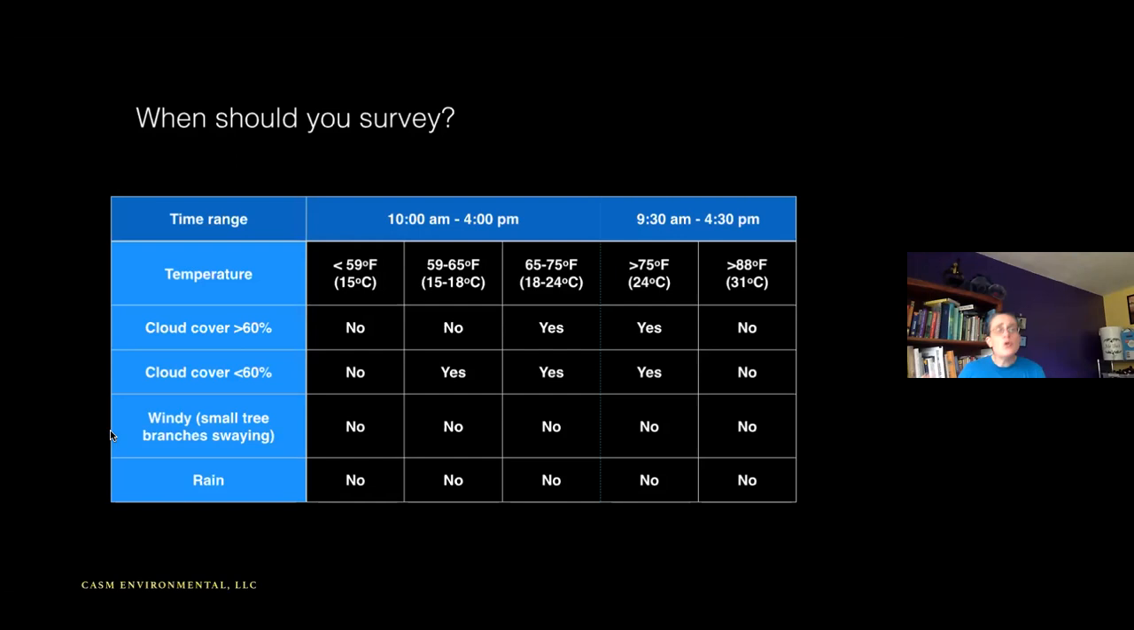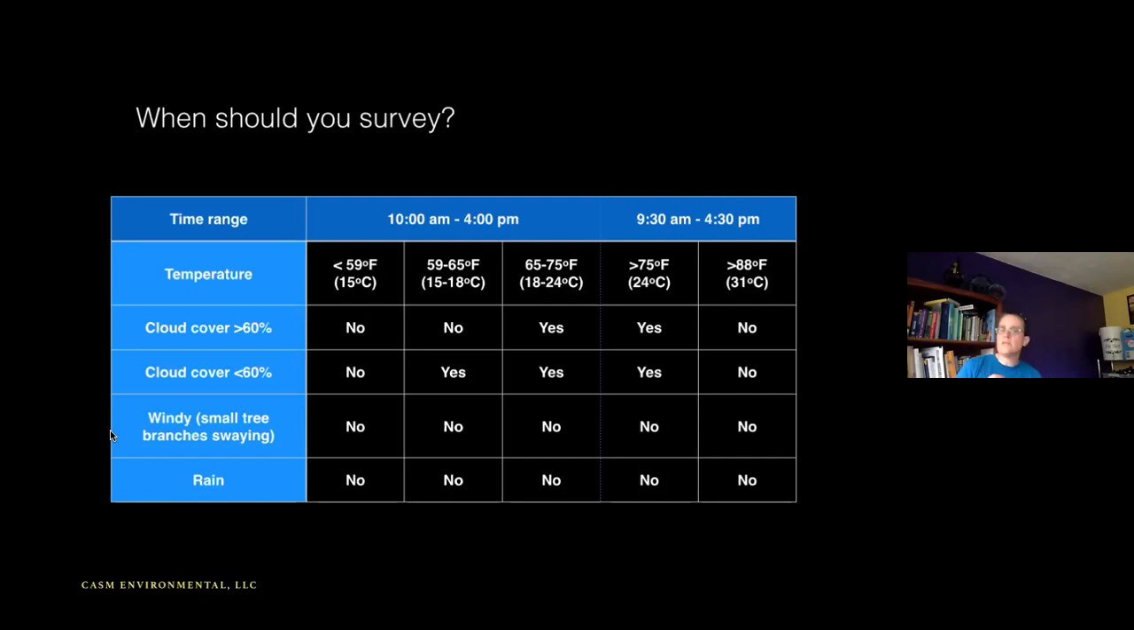They can overheat and dry out. If it's really cloudy, they might not be flying. If it's windy, they might not be flying. So this table shows you the combination of temperature, cloud cover, wind, and if it's raining, forget about it. They're not going to be out when it's raining. And you can use this, look at the weather forecast and figure out what's the best day to likely be able to go out. And even if it's a day where the high is going to be like 92, you can say, oh, I'm going to go out a little earlier. I'm going to do my survey at 10:30 instead of at 2:30 in the afternoon.